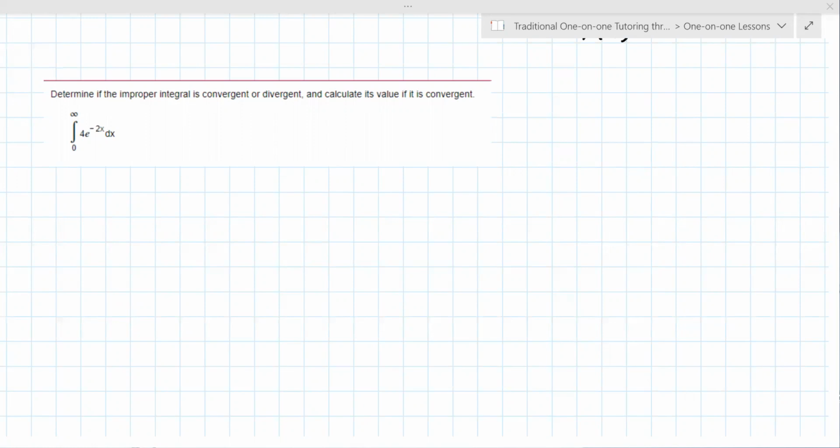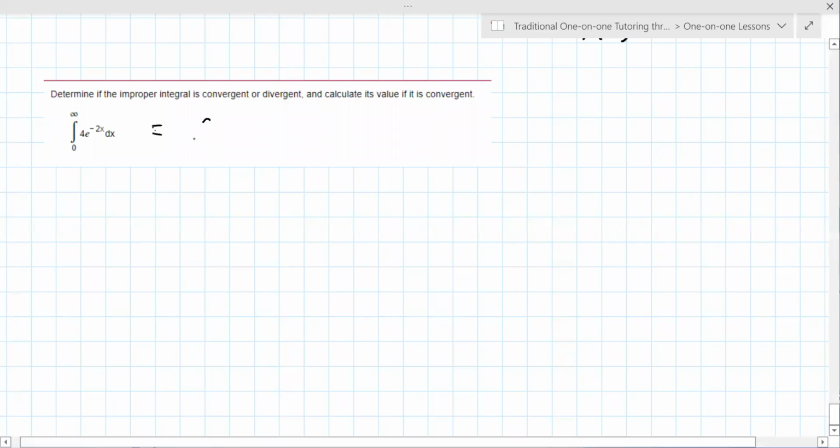Oh no, I used the wrong variable. Not done. So this ends up equaling 2.